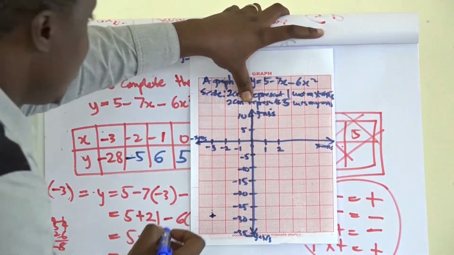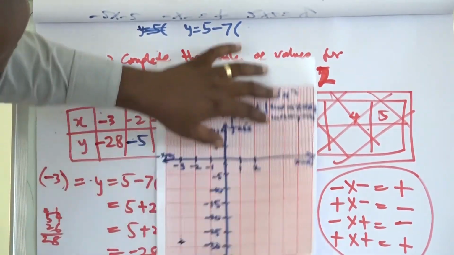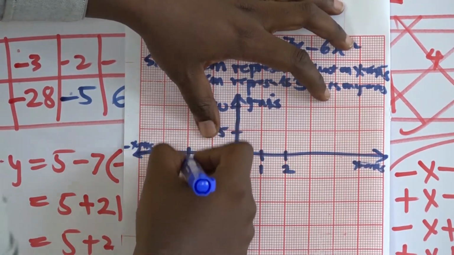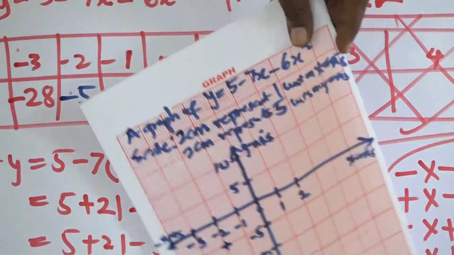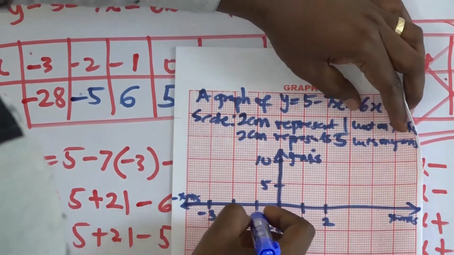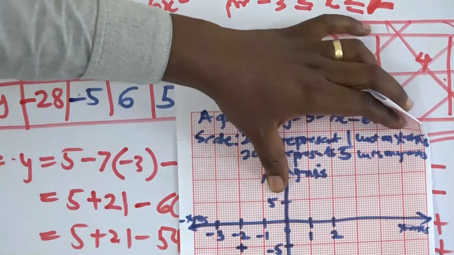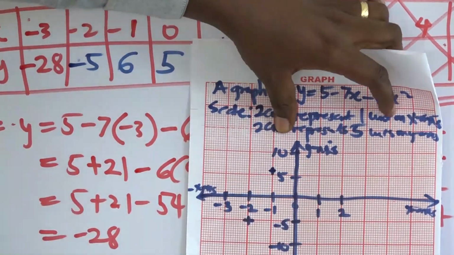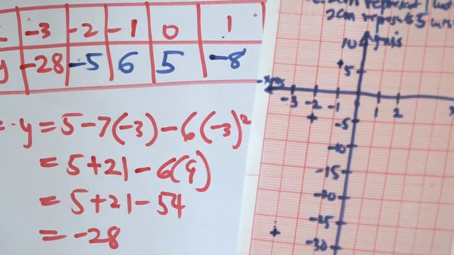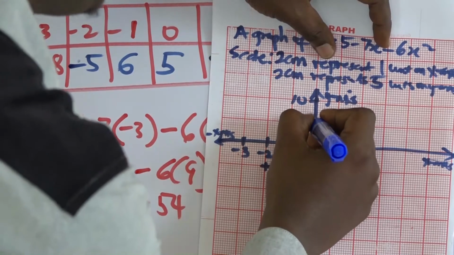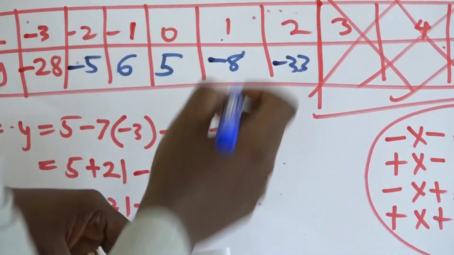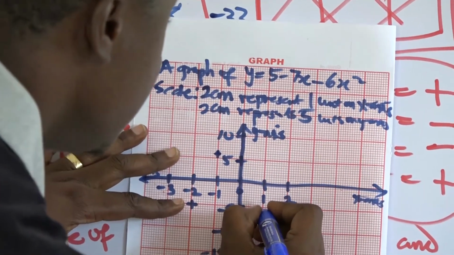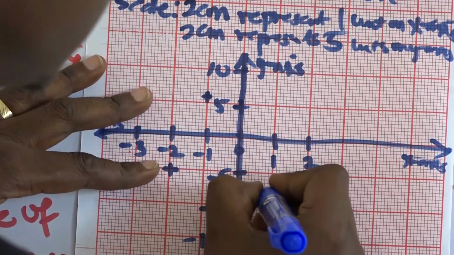Are you watching? Now, the next value says when x is 2, y is minus 5. You put a cross where minus 2 and 5 meet. When x is 1, y is 6. When x is minus 1, y is 6. I remember I said that 2 boxes stand for 1 unit. So minus 1, I count 1, 2, and plot. When x is 0, y is 5. So I plot it on this place. When x is 1, y is minus 8. Remember I said 2 boxes make 1. So this is 6, 7, 8. I plot it here.